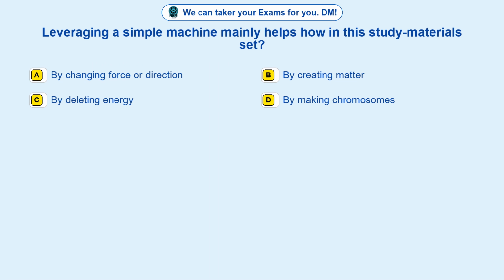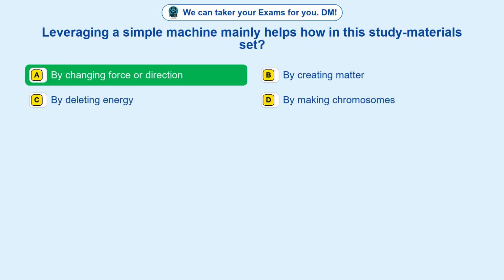Question 63. Leveraging a simple machine mainly helps how in this study materials set? Option A, by changing force or direction. Option B, by creating matter. Option C, by deleting energy. Option D, by making chromosomes. The correct answer is option A, by changing force or direction.